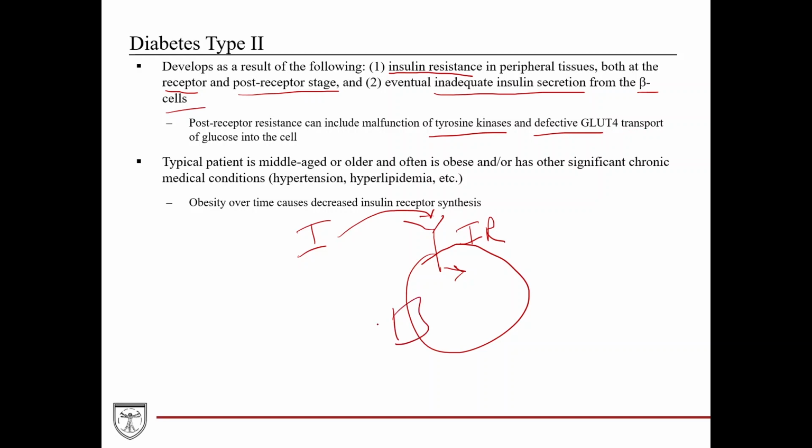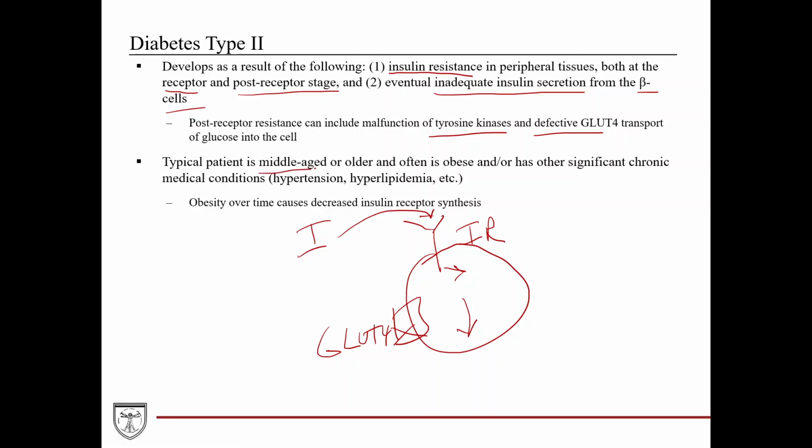So you can have where the GLUT4 improperly brings in glucose. You can also have it where it doesn't even make it to the cell surface. So sure, it's triggered, but signals get crossed or lost in here, and then you don't end up moving GLUT4 up to the surface. So there's a number of different causes of this. Bottom line is that the cell doesn't respond to insulin.